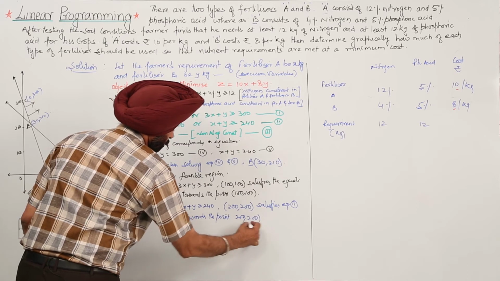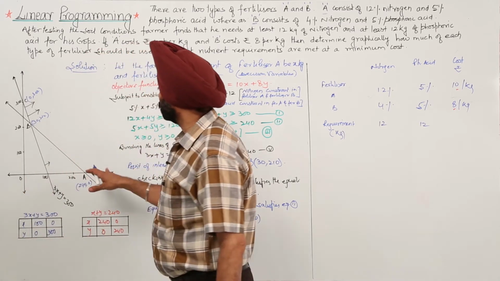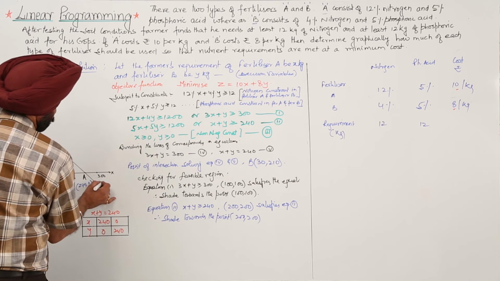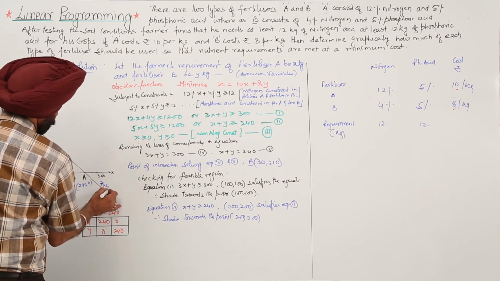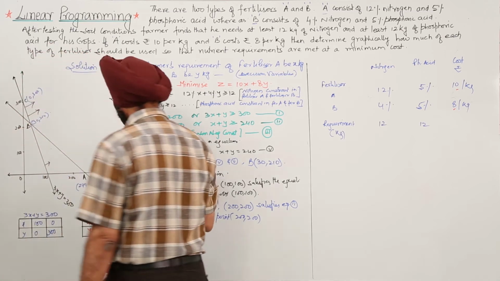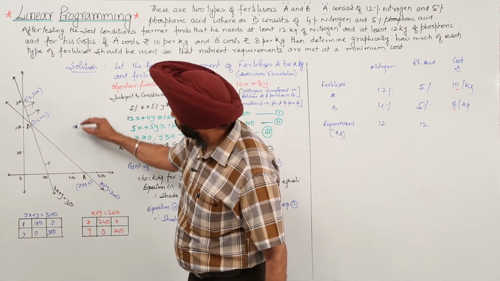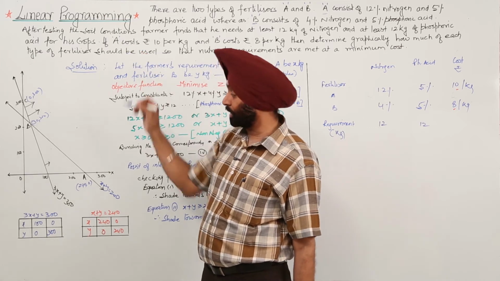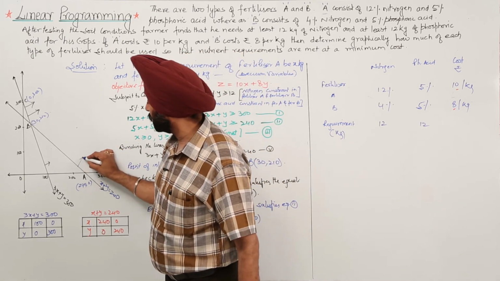200, 200. Okay. So for this equation now we are having x plus y is equal to 240. So shading will be towards 200, 200. Now 200 and 200 approximately it falls this side. So our shading will be upside.